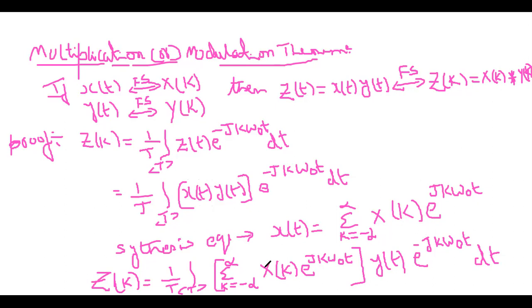Now again rewrite this function, z of k is equal to, see, I take the 1 by T the integral over T, e power minus jk omega naught t.